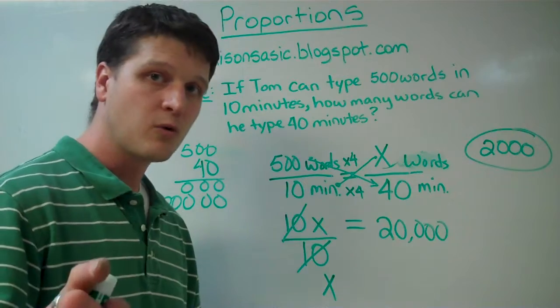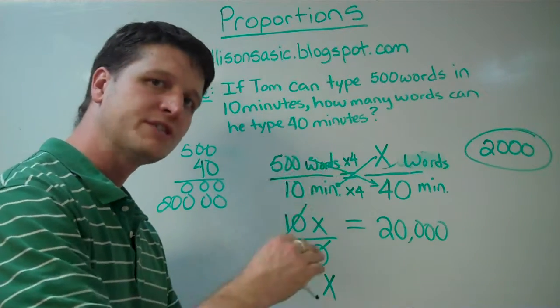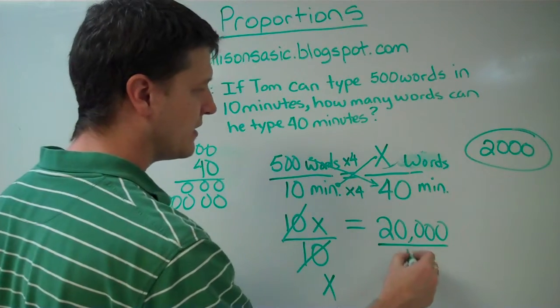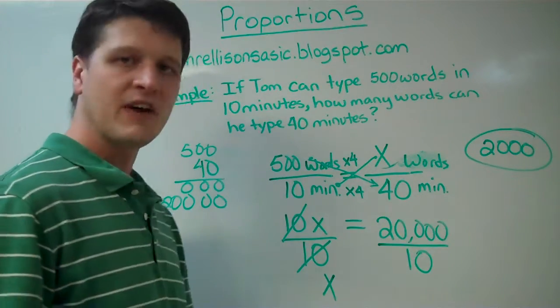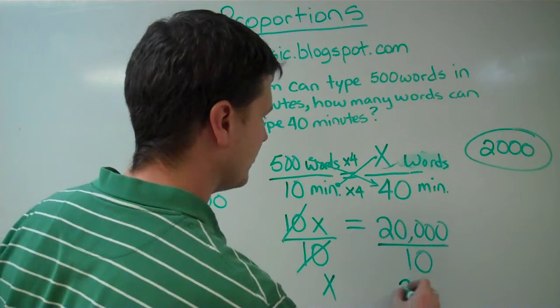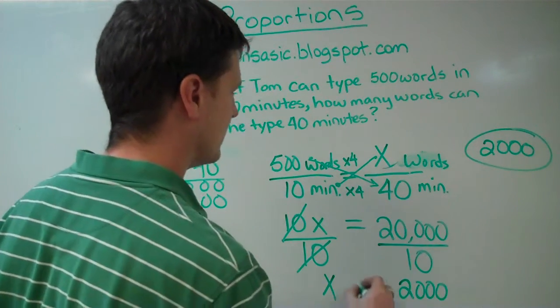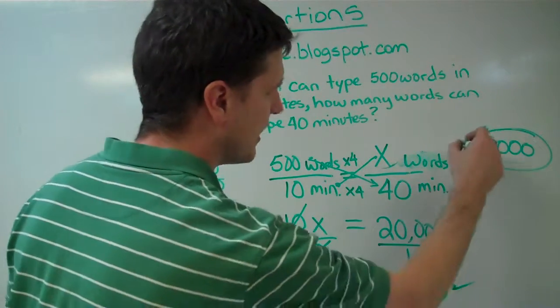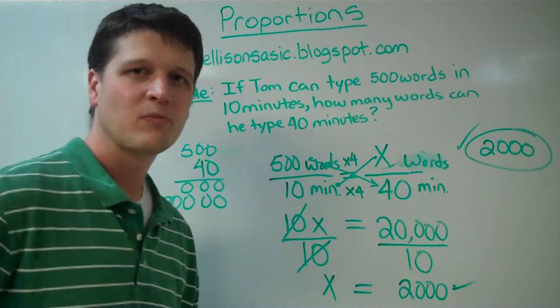Now, remember, with an equation, what you do on one side, you want to do on the other side of the equal sign. So when we divide on this side, we want to divide on this side. And 20,000 divided by 10 gives us 2,000. We have effectively checked our work. Check and check.